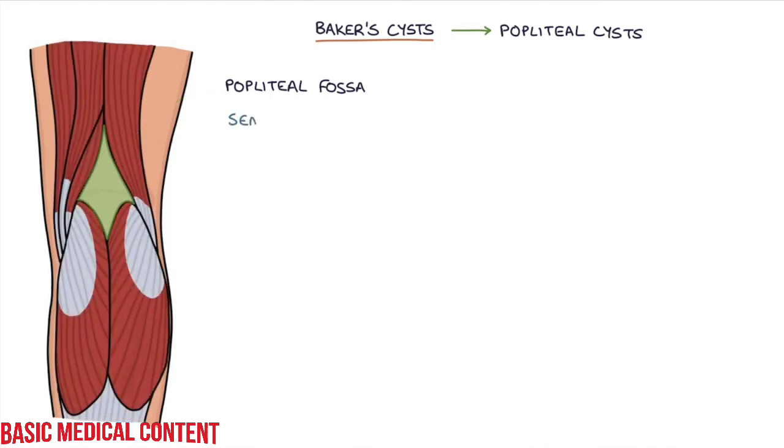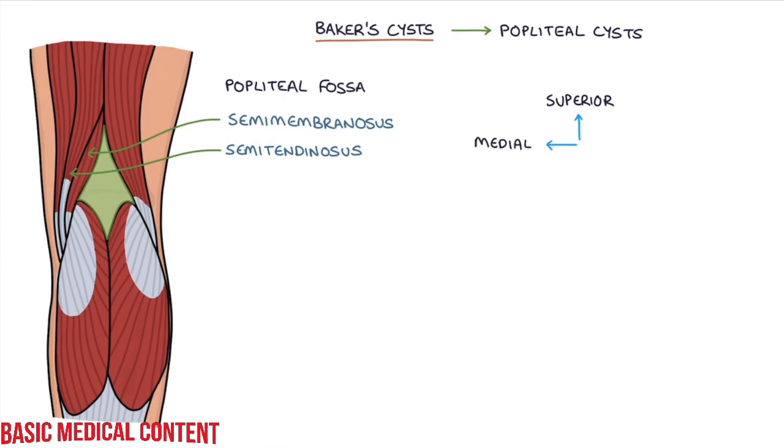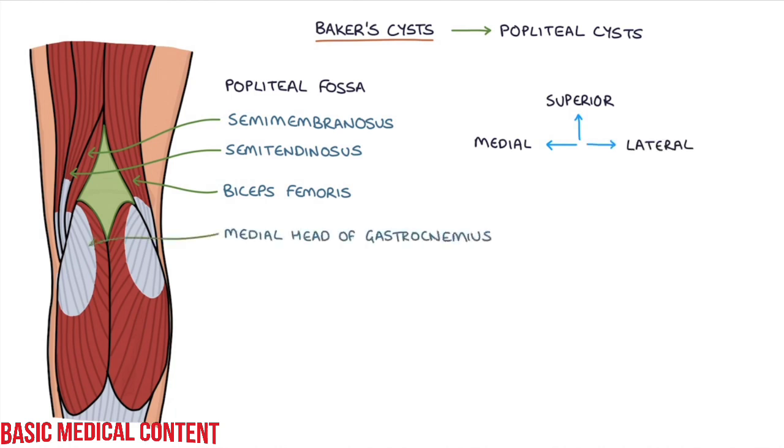structures. The semimembranosus and semitendinosus tendons form the superior medial border. The biceps femoris tendon forms the superior lateral border. The medial head of the gastrocnemius muscle forms the inferior medial border, and the lateral head of the gastrocnemius muscle forms the inferior lateral border.